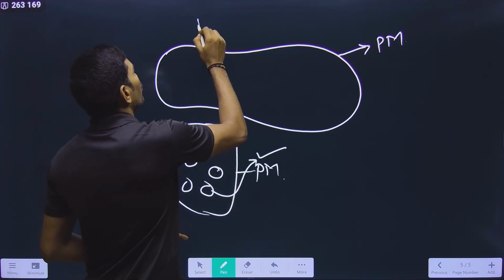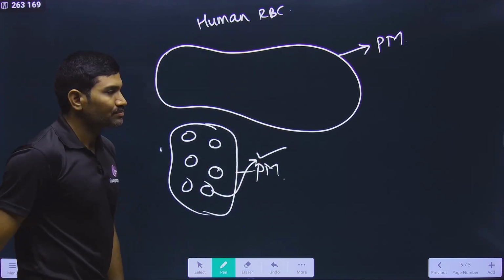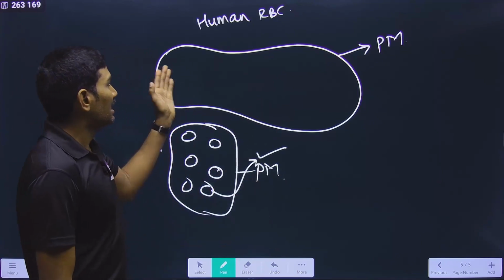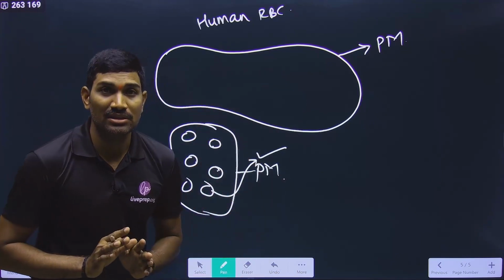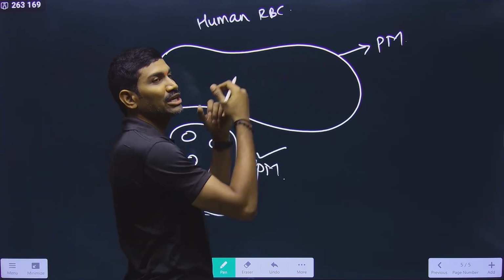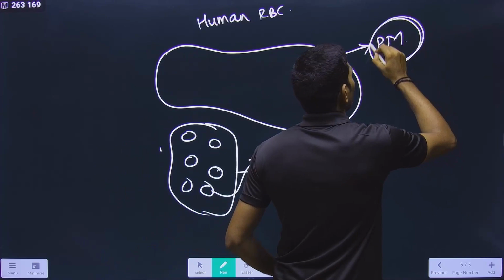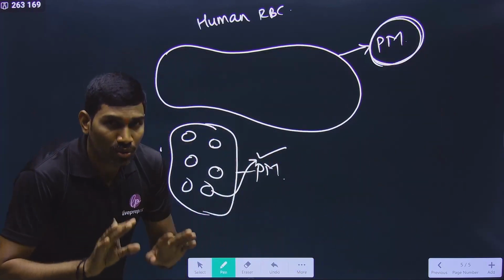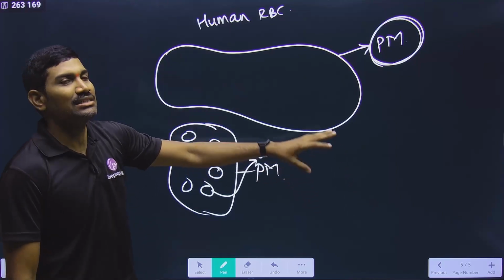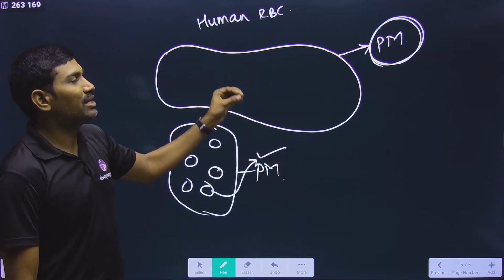But if you use human mature RBC, what is the advantage? Anyhow, the nucleus is not present. Not only the nucleus, other membrane bound organelles are also not present. Since other membrane bound organelles are not present, if I use this human RBC for my experiments, the only membrane that I get will be the plasma membrane. There is no mixing, there is no contamination. The technical word is contamination. There is no contamination with membranes of the organelles.